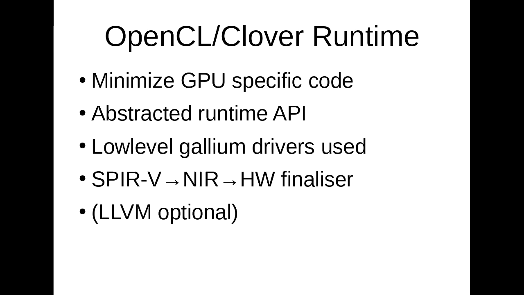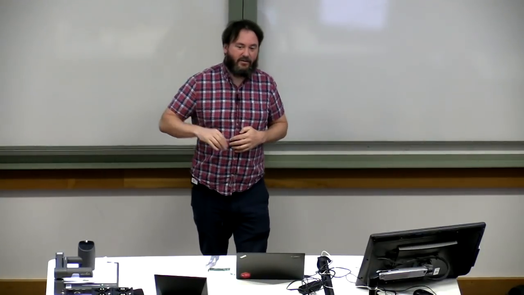So the idea then is that the runtime would be based on Clover, which is the Mesa stack's OpenCL runtime. We'd minimize the GPU-specific code, abstract it out. We'd use the low-level Gallium drivers we have already. We'd use the same SPIR-V parser we have right now. We'd use NIR, the intermediate representation, down to the hardware. Some driver backends might want to use an LLVM finalizer, like the AMD code currently always does, NIR to binary via LLVM compilation. But that would be more of an implementation detail inside. It's not something you would be worrying about from a bigger picture.